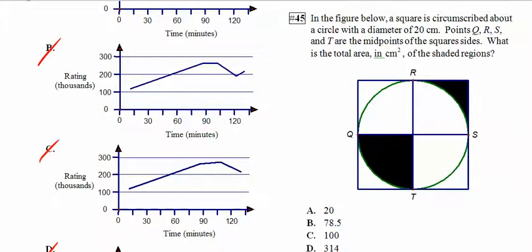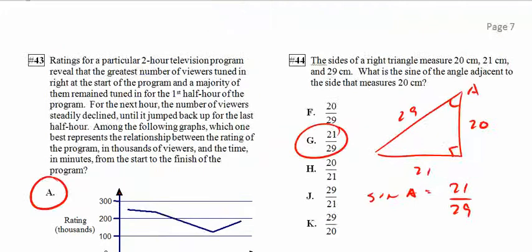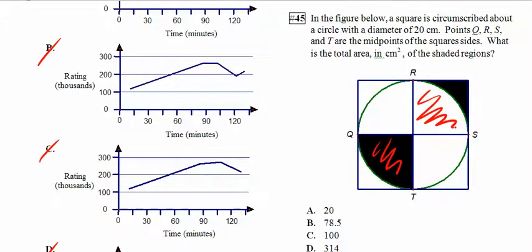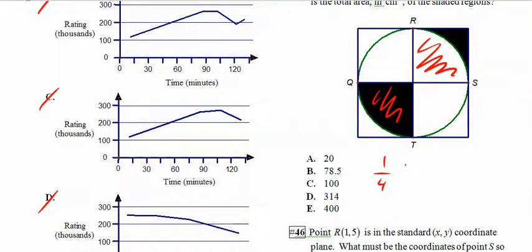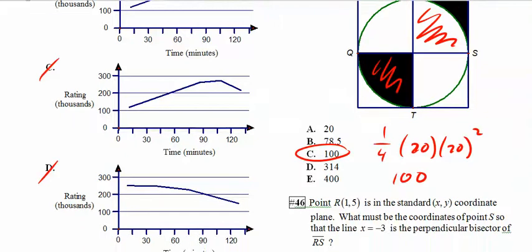In the figure below, a square is circumscribed about a circle with a diameter of 20. Points Q, R, S, and T are the midpoints of the square's sides. What is the total area of the shaded regions? Notice that this piece fits nicely into this piece. So really, we just take a quadrant of the square, which is 400, and 1/4 is 100. Done. You can make that one really complicated if you wanted.